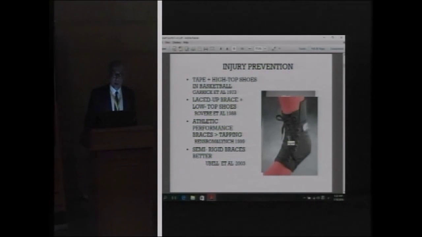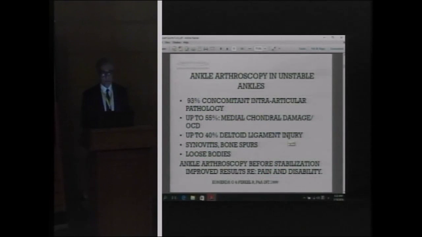Can you prevent the injury or minimize the chance of an ankle sprain? The answer is yes. If you give them a brace, it works well, and that is why a lot of professional sports and professional athletes will wear ankle braces. And this is a laced up brace, and it works very well.